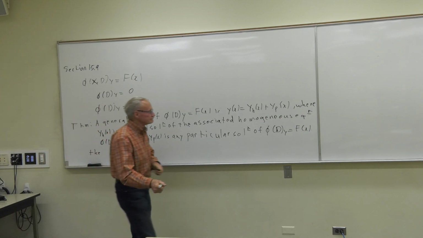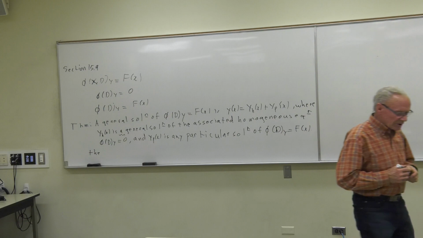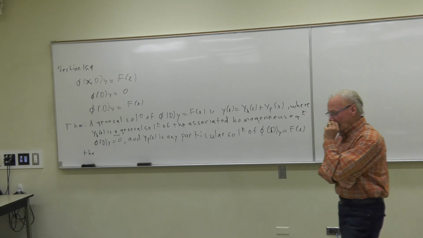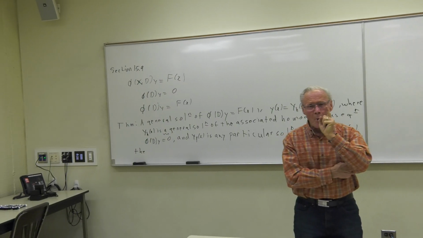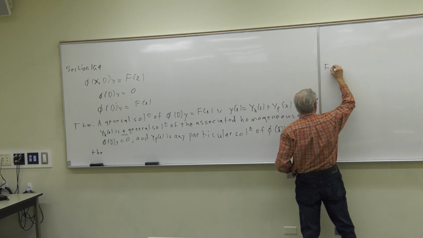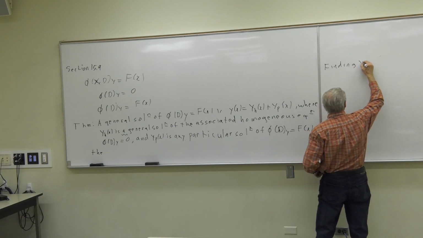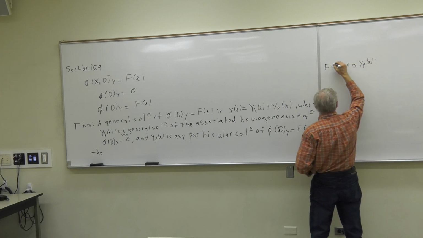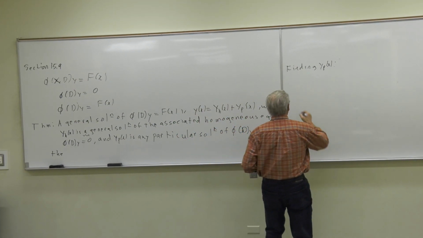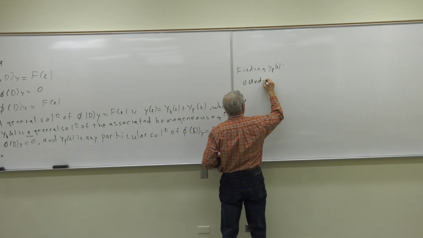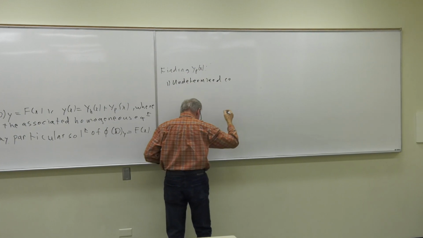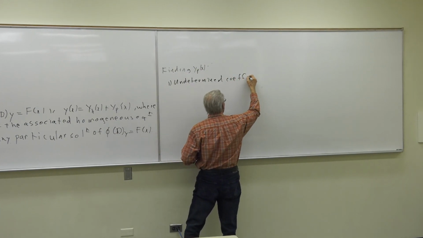All right, so finding a particular solution. There are a number of methods for doing that. We're only going to study one, but I'll at least mention finding y sub p. I'm going to list here some methods, and if you feel so inclined, you can look them up. One is undetermined coefficients. This is the only method that we're going to study.